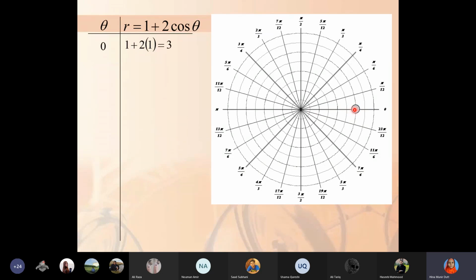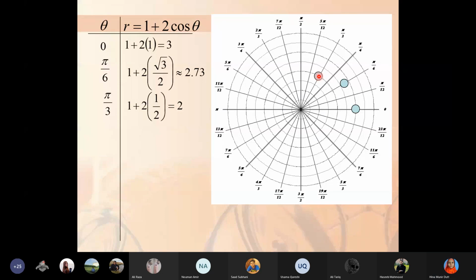(3, 0). When theta is pi by 6, r is 2.73. This is theta equal to pi by 6 and r is 2.73. This is 1, 2, 2.5, and 2.73 is located somewhere here. Theta is pi by 3. You will find these values by using a calculator. r is equal to 2. At pi by 3, r is equal to 2. When theta is pi by 2, the value of r is 1. So it is located over here, this point.